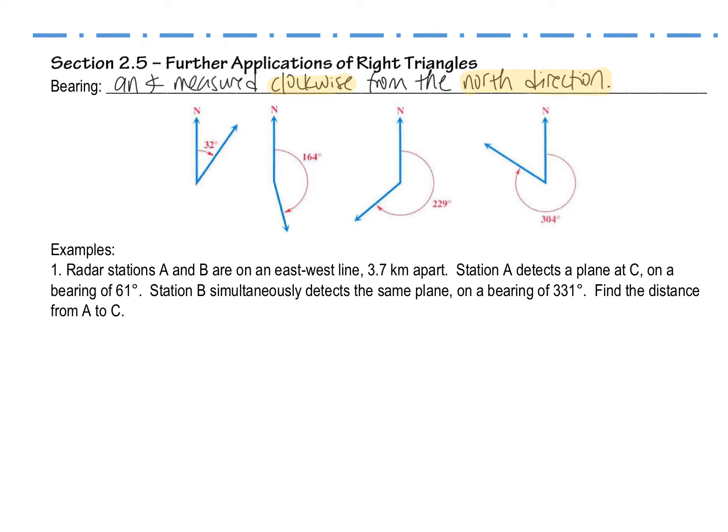The unit circle stuff is still the way that it is, but a different section in this chapter is bearing. So in this case, we're going from north 32 degrees. In this case, 164 is almost 180 degrees from north, then 229 from the north and 304 from the north. We're always going clockwise from the north direction. So it's important that you're familiar with north, south, east, west, because that's how we're going to draw our pictures, just like in a map. A lot of the directions have north, south, east, and west attached to them, so you need to be familiar with that.